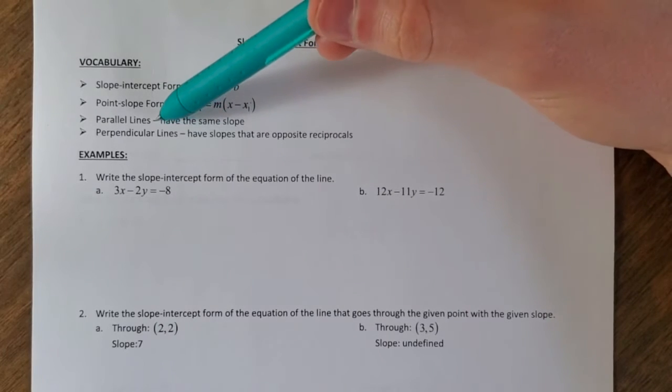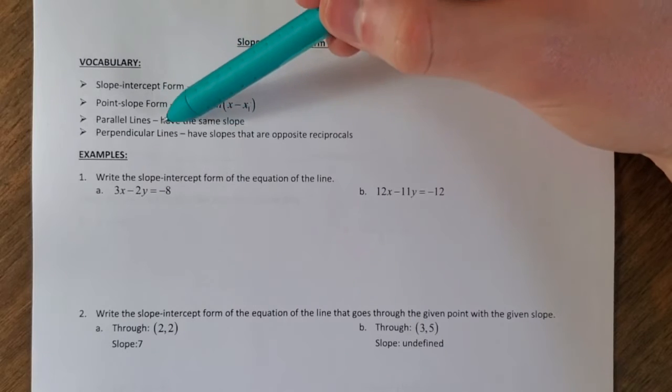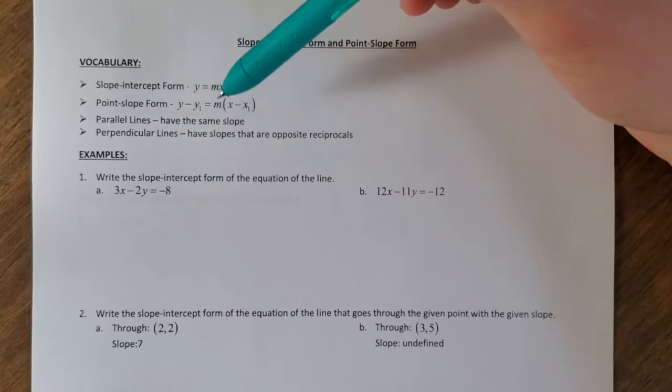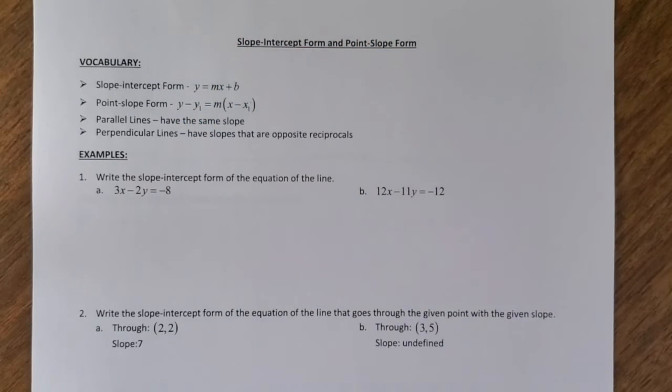Then we've got our parallel lines, which have the same slope, and perpendicular lines, which have slopes that are opposite reciprocals. Now let's go over a couple of examples and put these into practice.